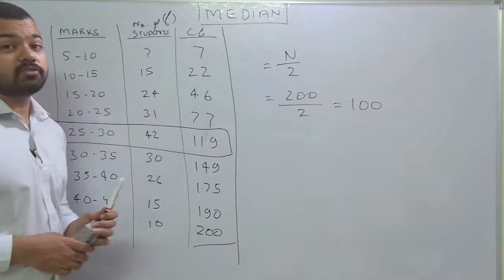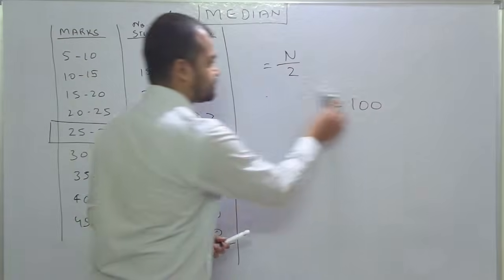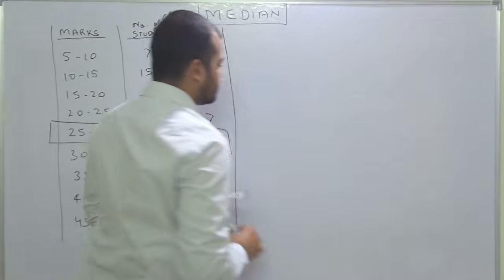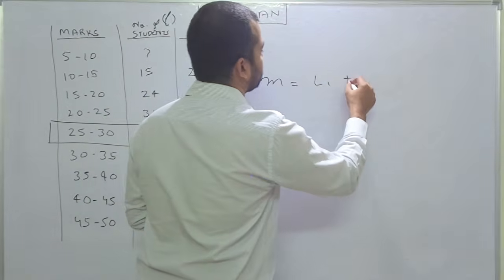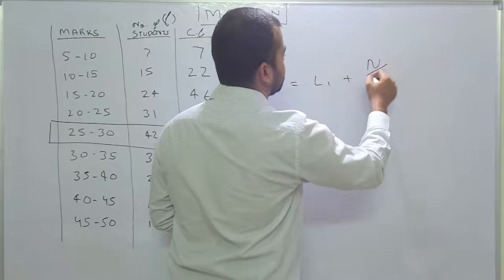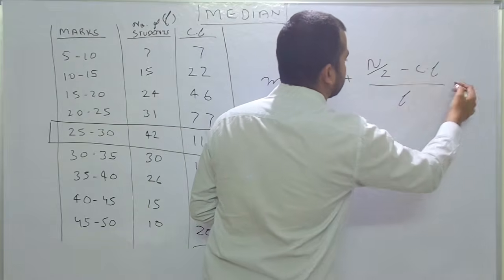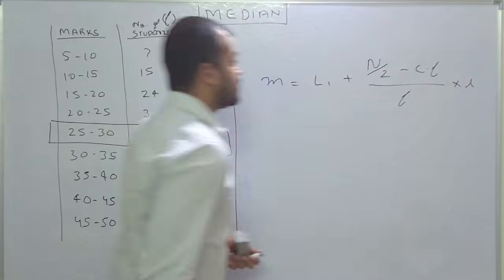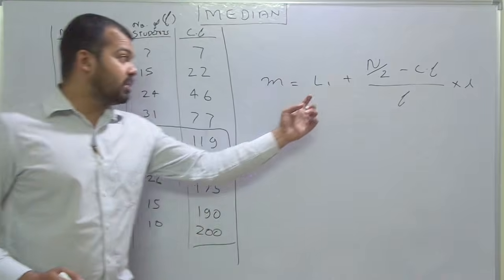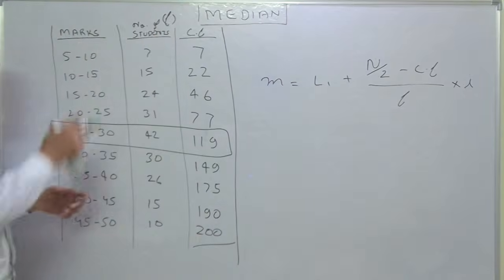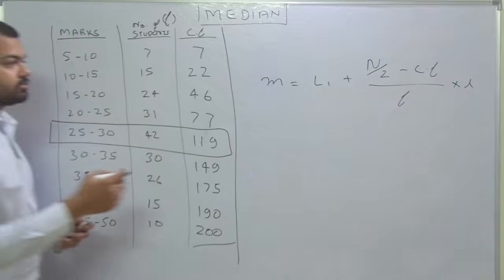Now we have to apply the formula to calculate the median for the continuous series. The formula is as follows: L1 plus n by 2 minus CF upon F, into I. This is the formula to calculate the median. Here L1 is the new figure. L1 means the lower limit of the median class interval. Here L1 is 25.